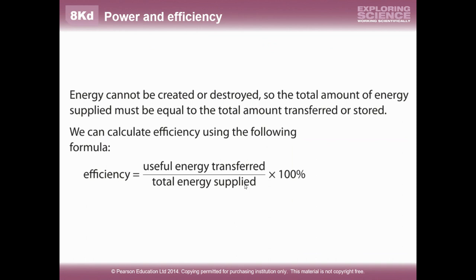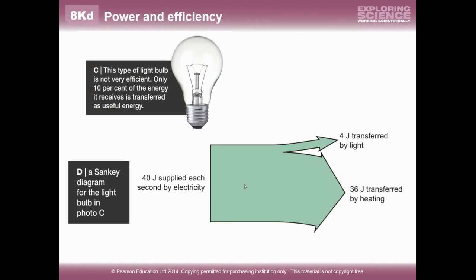Finally, let's look at efficiency. Efficiency is a ratio of the useful energy transferred divided by the total energy supplied to a device. It is common to times it by 100, so rather than a ratio or a fraction, we state efficiency as a percentage. Let's try and work out the efficiency in this example here. We've got this light bulb, okay, and we're going to draw a Sankey diagram for it.